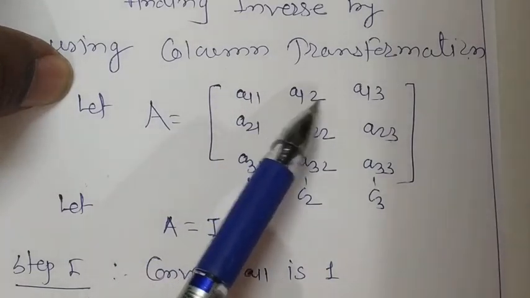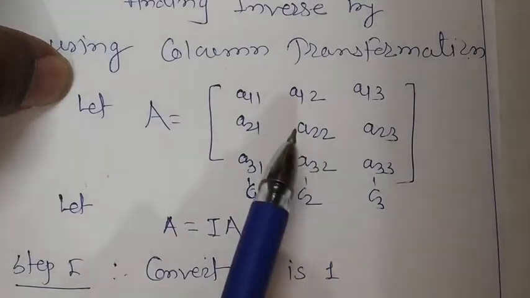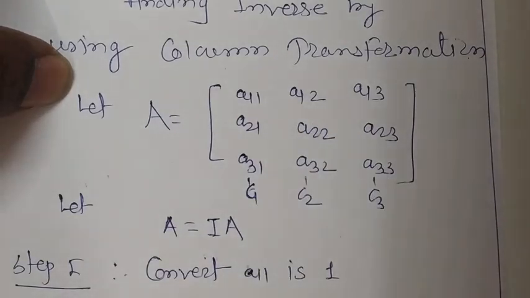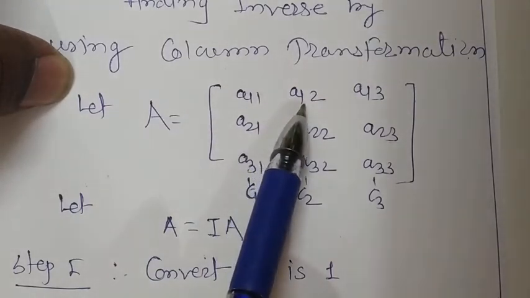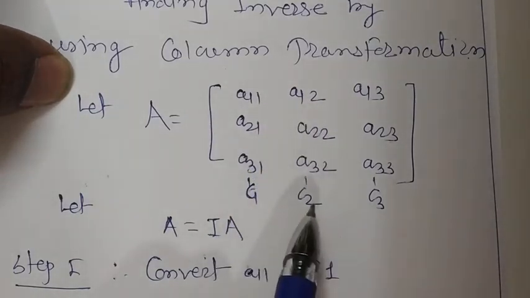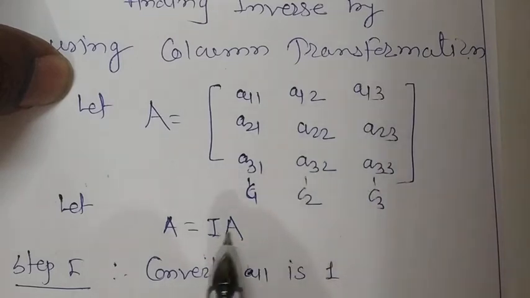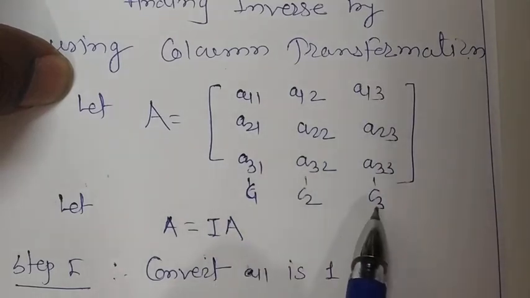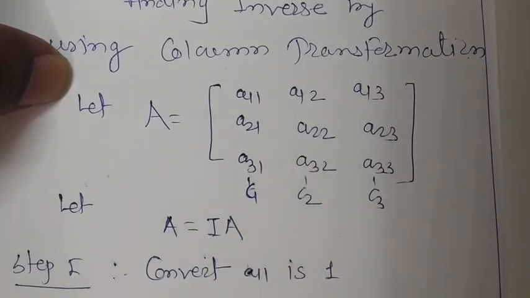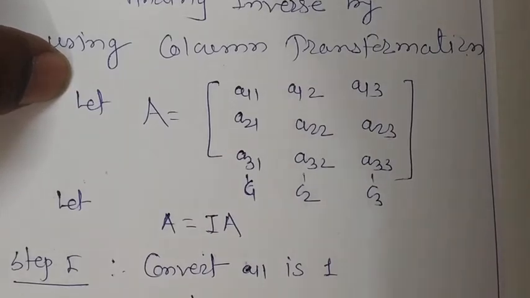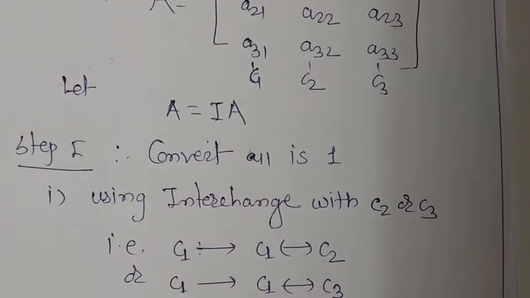So it will be what? Interchanging with A12 or A13. If A12 or A13 is 1, then you can interchange. Suppose here it is 1, then C1 interchange with C2, or here it is 1, then C1 interchange with C3. So the first stage is to interchange with C2 or C3.